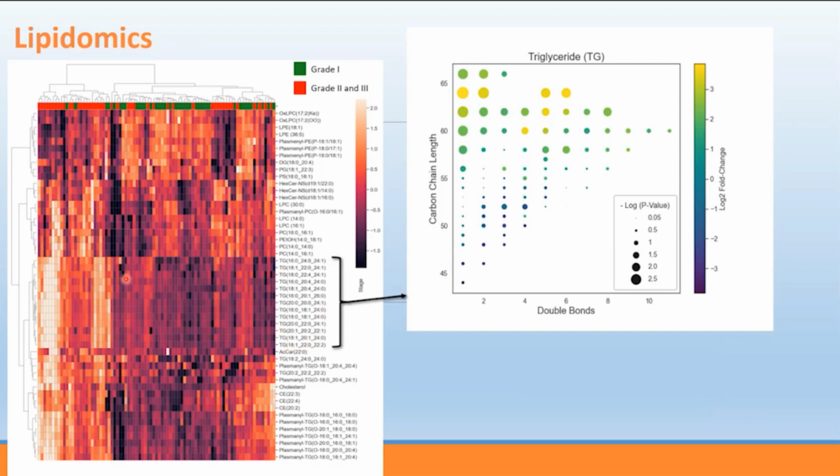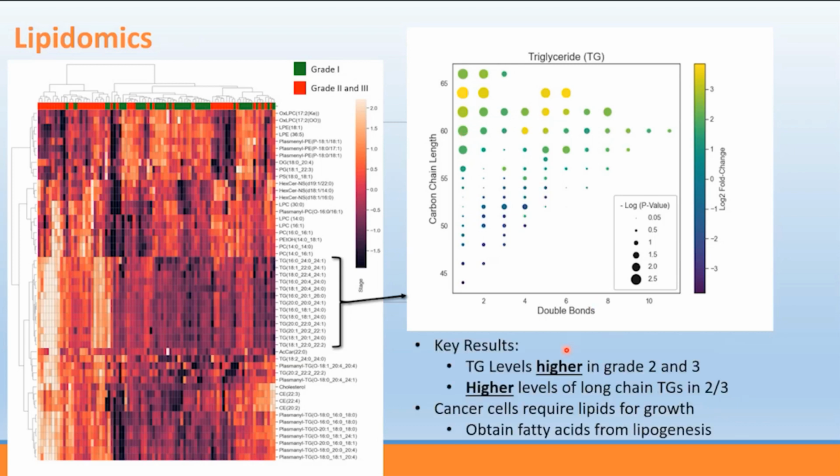Triglycerides are elevated primarily in those grade 2 and grade 3 tumors, and you can see in this dot plot that the distribution is primarily towards saturated, not unsaturated, fatty acids with longer carbon chains. So you have an increase in the region of this dot plot of long chain carbons with very highly saturated fatty acid chains.